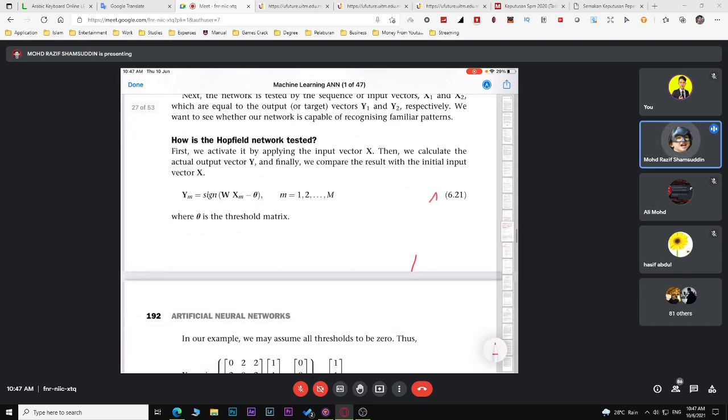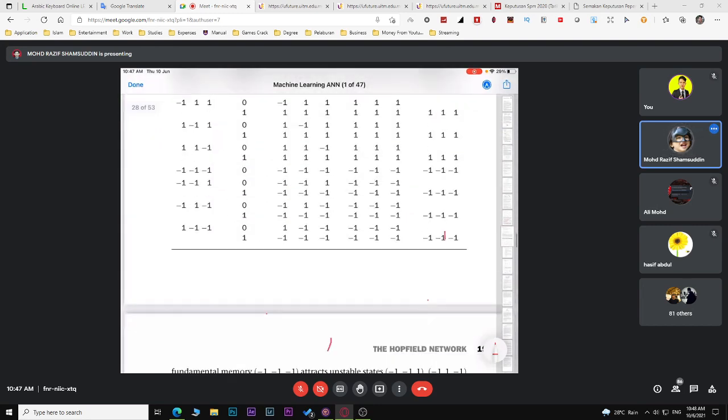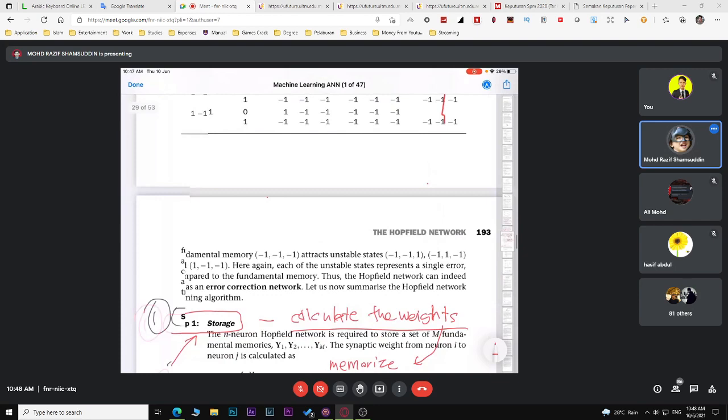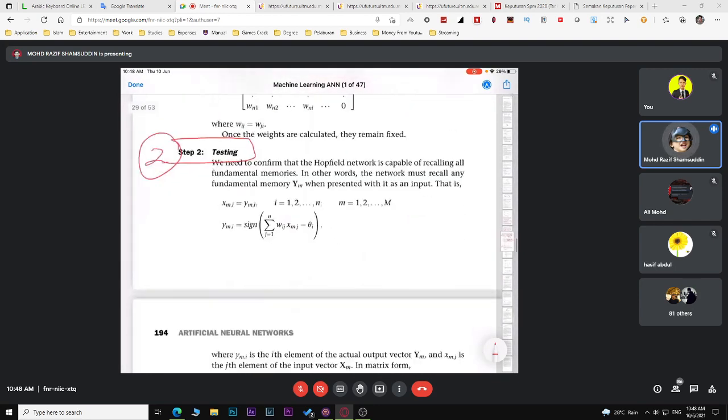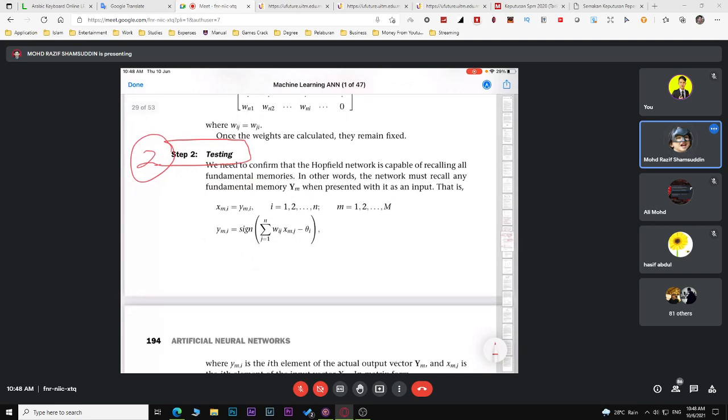Alright, so saya skip dulu kiraan weight dia. Saya nak pergi dekat step nombor 2. Step number 2 is testing. Alright, so for those that came in class this week previously, so what happened in testing? Orang lain pula. Testing ni apa? Apa yang berlaku di dalam testing?